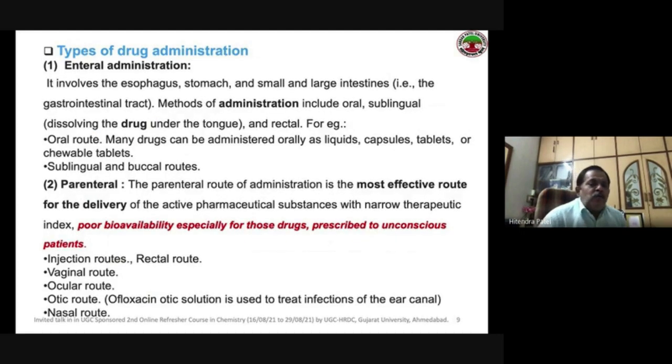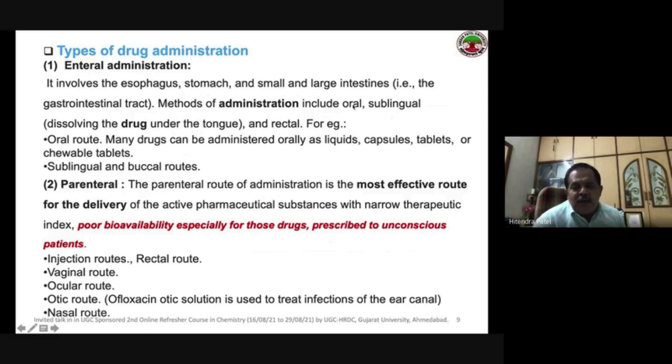As I already explained, we have two types of drug administration. One is the enteral route of drug administration, which involves the esophagus, stomach, and the small and large intestine, or we may call it the gastrointestinal tract. The methods of administration include mainly oral and sublingual. Sublingual is nothing but dissolving the drug under the tongue, right?